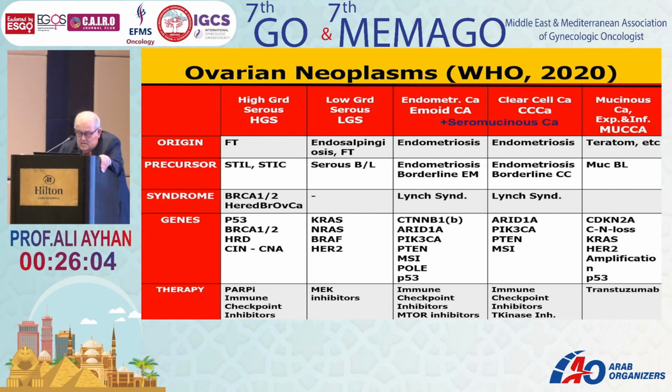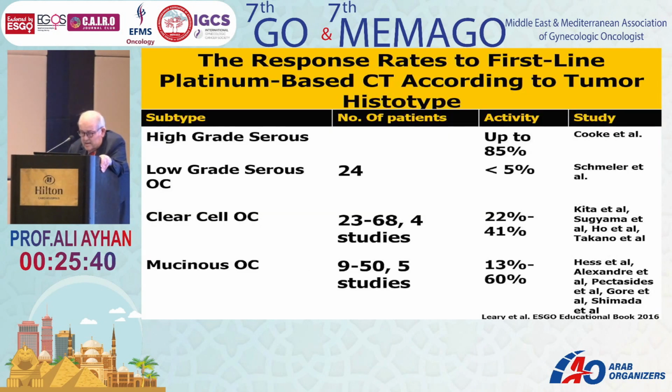And in this pathology, the immune checkpoint inhibitors and also mTOR inhibitors. And clear cell cancer, immune checkpoint inhibitors, tyrosine kinase inhibitor. So every pathology entity is different. Again, the response to standard chemotherapy is very high in high-grade serous tumor, and very low in low-grade serous tumors. The response to chemotherapy is also very limited in low-grade, clear cell, and mucinous variants.